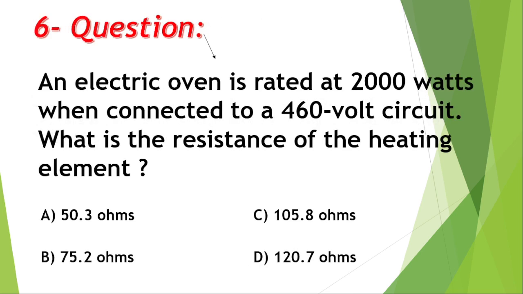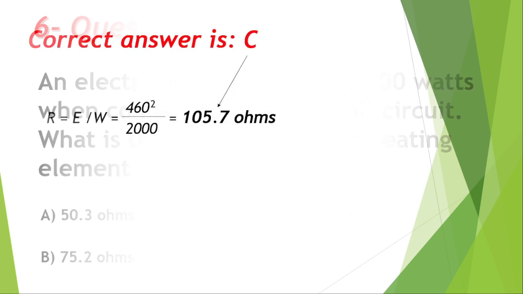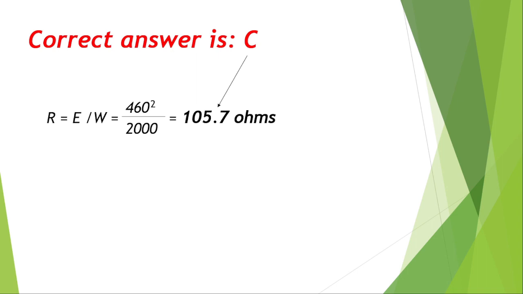Question number 6. An electric oven is rated at 2,000 watts when connected to a 460 volt circuit. What is the resistance of the heating element? A. 50.3 ohms. B. 75.2 ohms. C. 105.8 ohms. D. 120.7 ohms. Correct answer is C. Please see the reference.